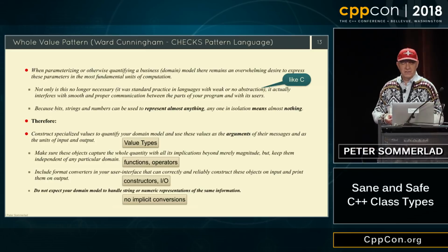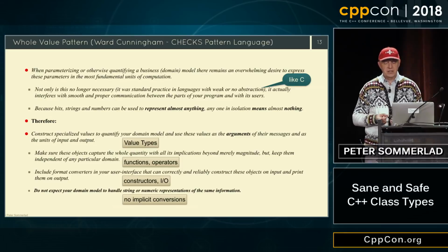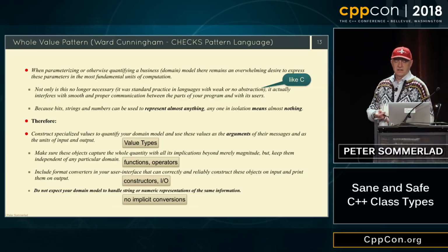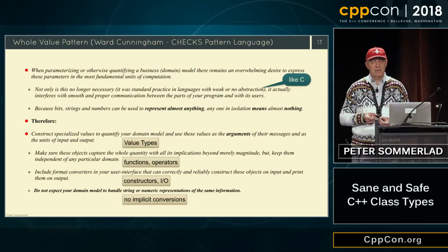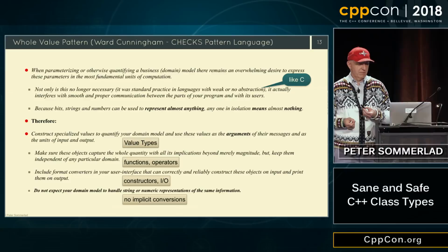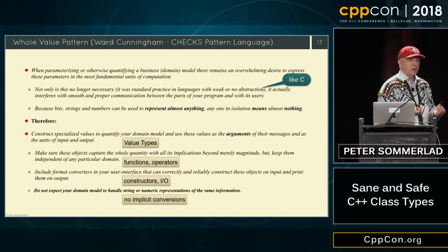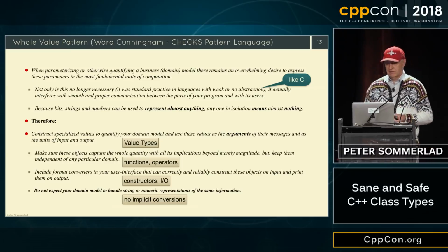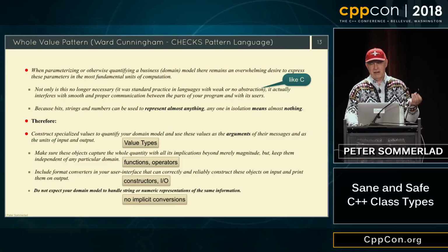Include format converters in your user interface that can only correctly and reliably construct these objects on input and print them on output. Constructors, I/O operations. Do not expect your domain model to handle string or numeric representations of the same information. So no mixing up of ints and the strong thing. No implicit conversions. Always be explicit when you interpret a value in a different domain. Think about that. Take it home. This is the most important slide for you to take home if you haven't heard about that.